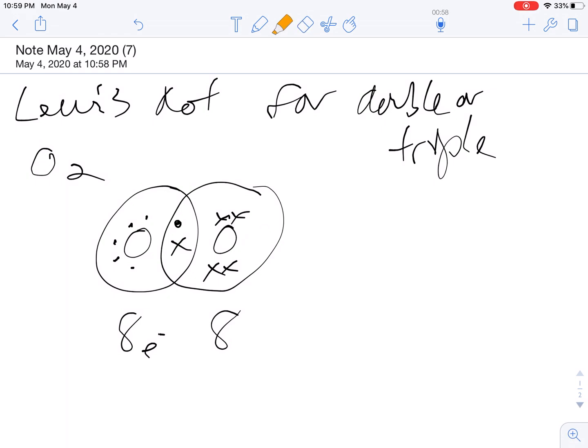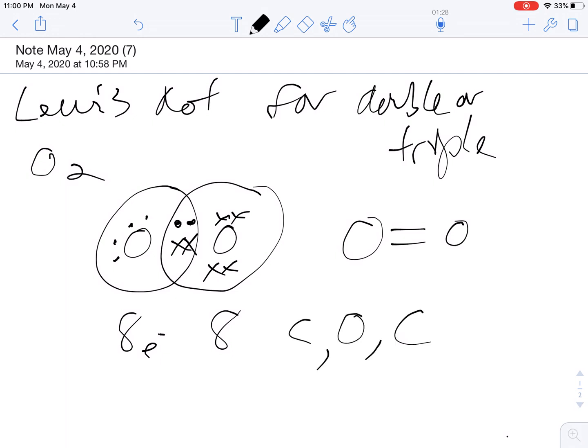So I can take this one, put him there, and I can take this one and put it here. So now each oxygen has 8 electrons around it, and we would signify a double bond with 2 lines. Okay? So that's the way you would do a double bond. So the elements that like to double bond are oxygen and carbon, and very rarely sulfur, or as I like to call it, SOx. Okay?